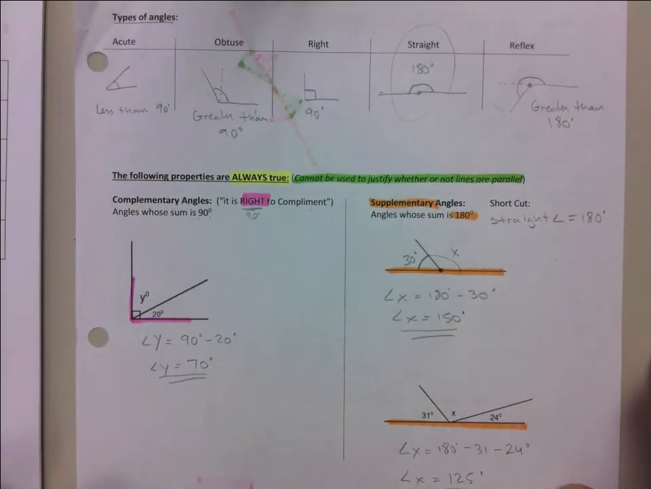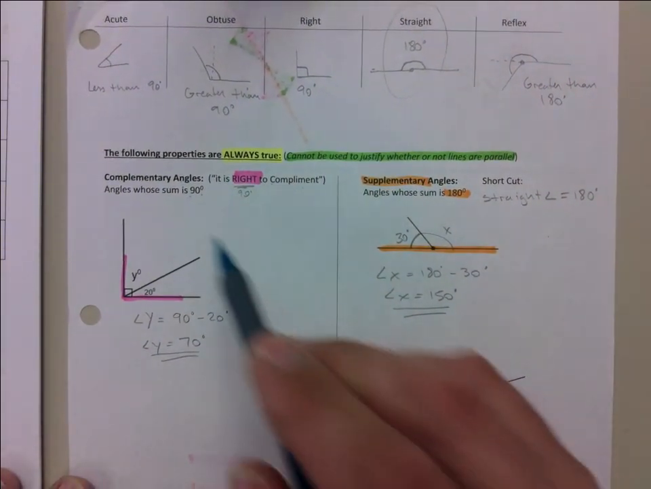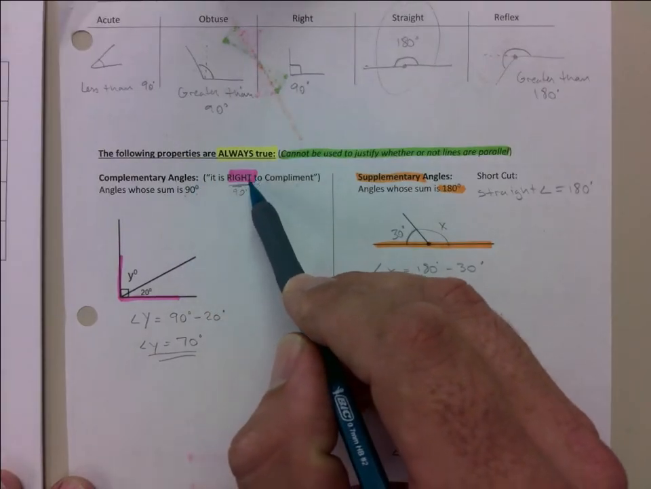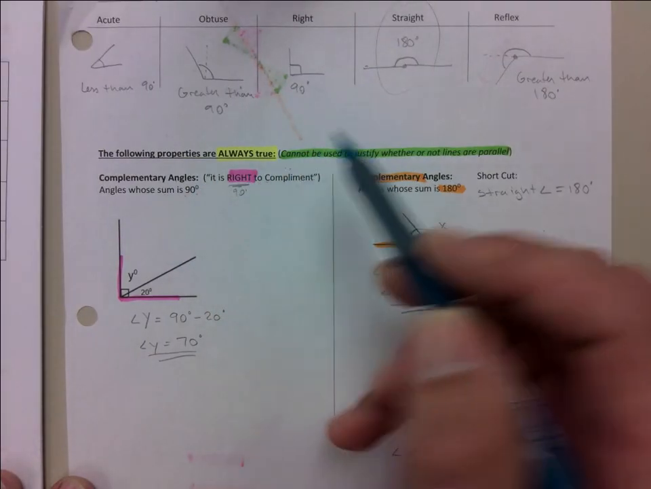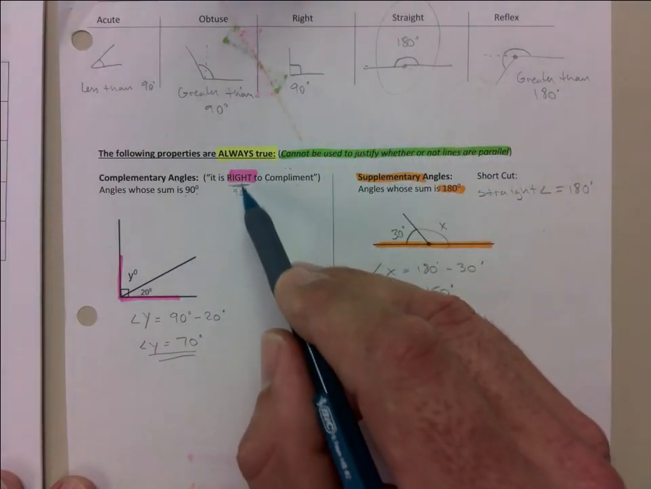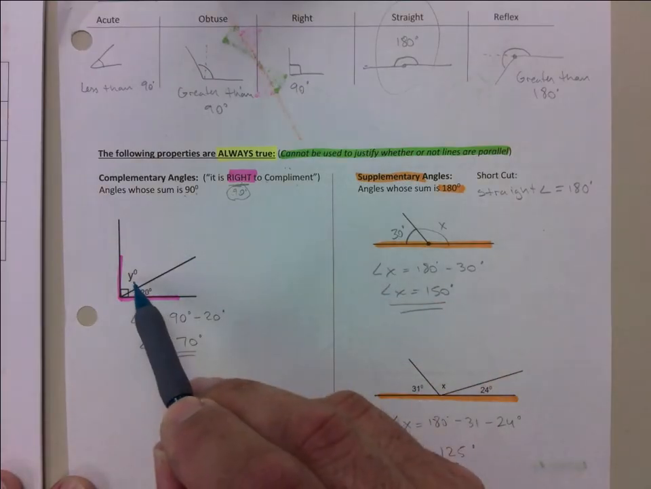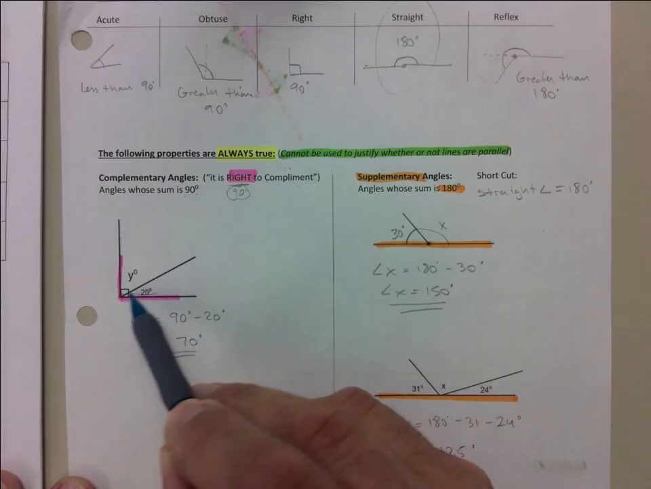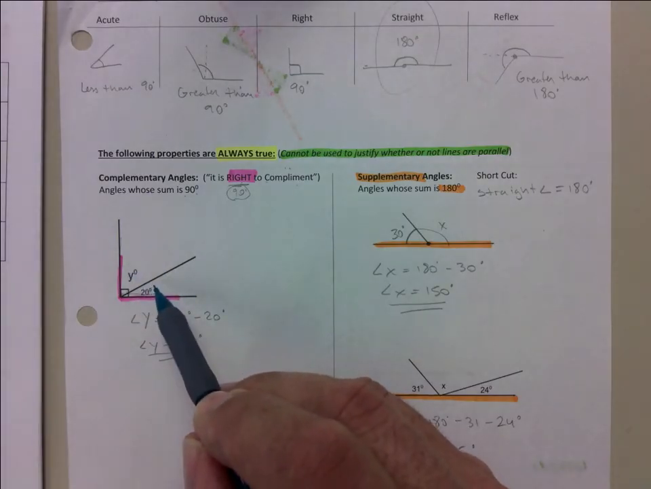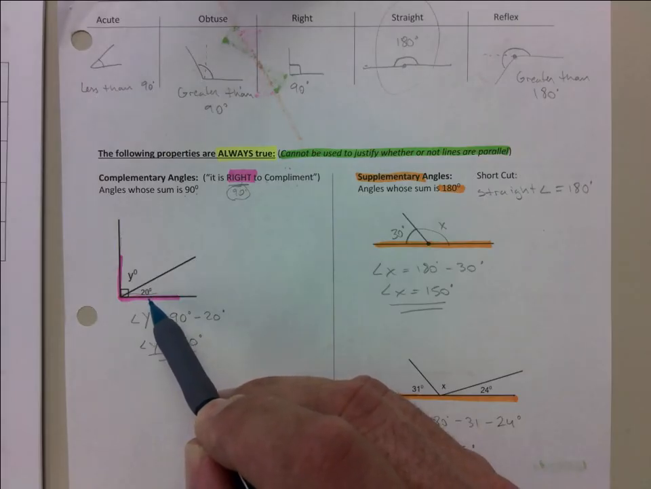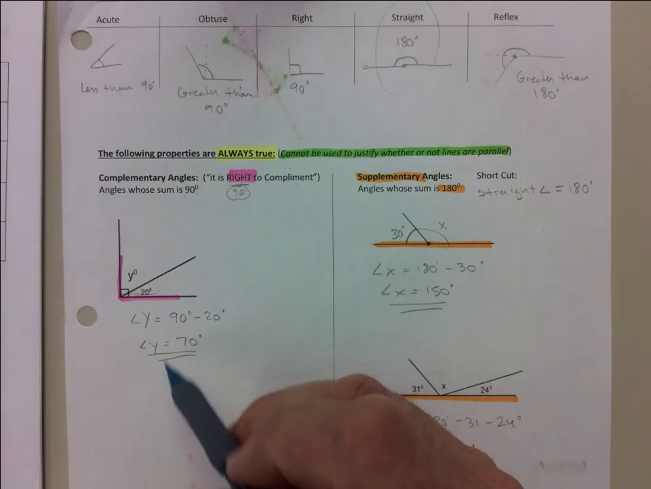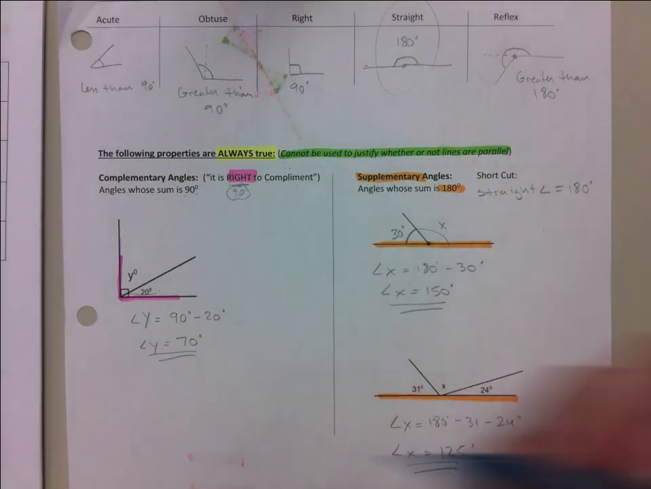You're also going to have to be comfortable with complementary. I don't know if I made the cheesy remark, it's right to compliment someone. Right is the word that's supposed to remind you of a 90-degree angle. So if you have a 90 and you're cutting that up into several smaller angles, if they all add up to 90, we call them complementary altogether. Most of the time it's 2 angles, but it could be more than 2.